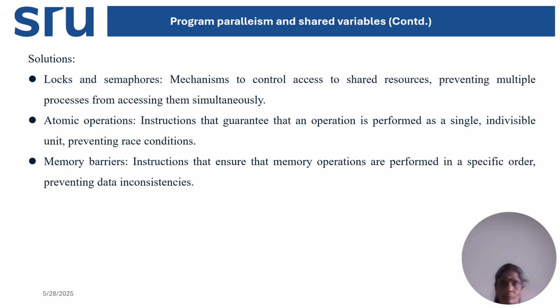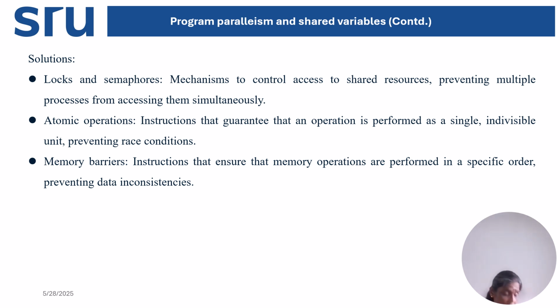Next, locks and semaphores: mechanisms to control access to shared resources, preventing multiple processes from accessing them simultaneously. This is locks. And then atomic operation: instructions that guarantee that an operation is performed as a single individual unit, an indivisible unit, preventing race conditions.